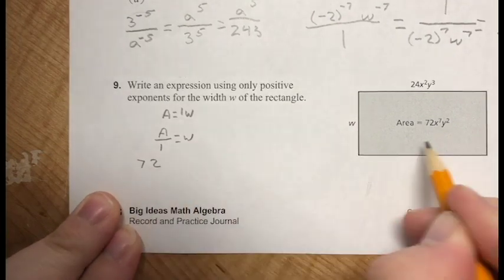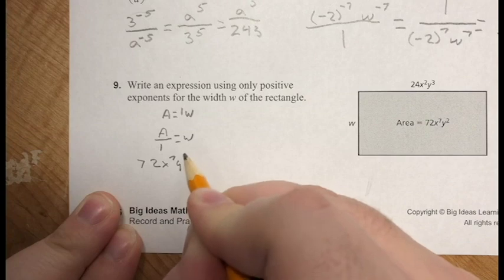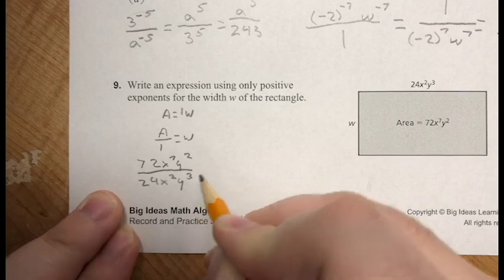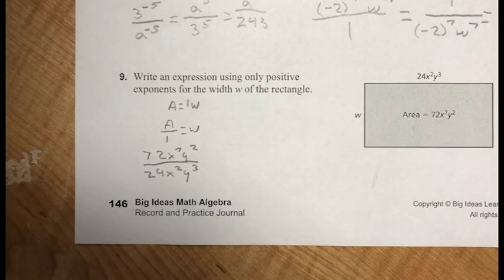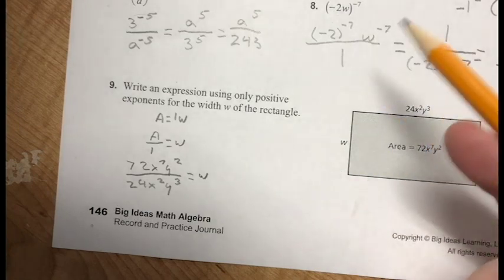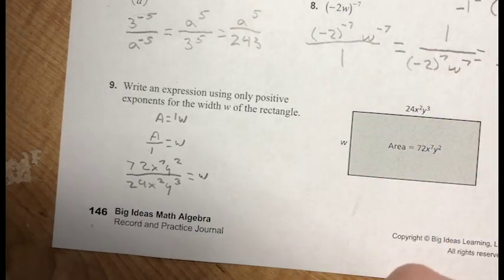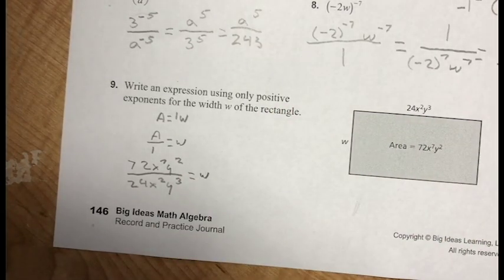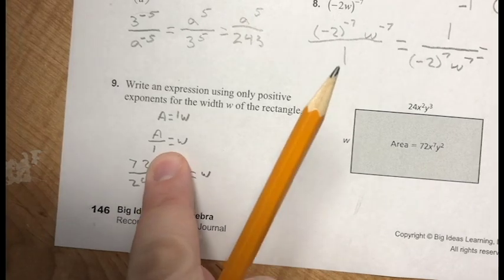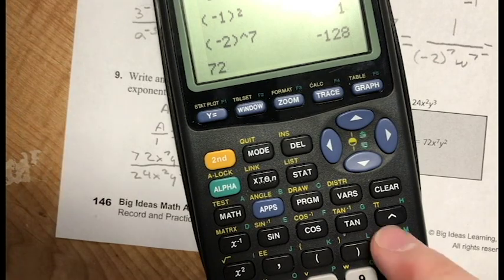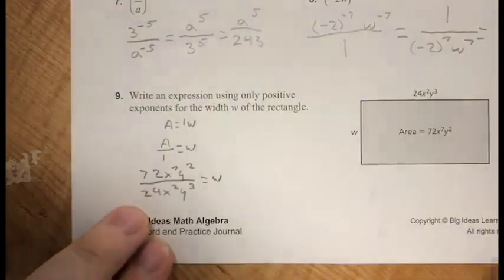I can say 72 x to the 7th y squared over 24 x squared y to the 3rd. Now this is where things get complicated. All right. So I've plugged everything in, but how do I go about solving this? This doesn't look like anything we've done before, and you're exactly right. But we still follow principles. Well, check this out. Let's concentrate just on the coefficients. I have 72 divided by 24. Well, let's see what that is. 72 divided by 24, I get 3. So I'm going to write that down.